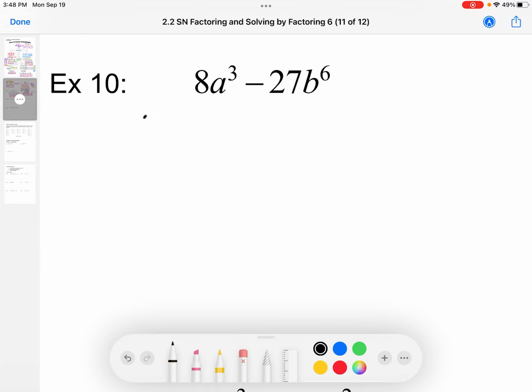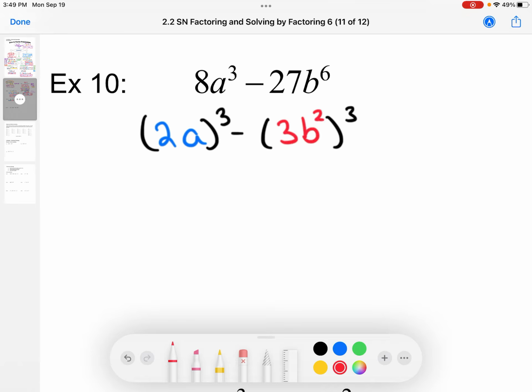All right, so take this cubed minus whatever this is cubed. That first term, 8a to the 3rd, we take 2a and cube it. For 27, we use 3 cubed. For b to the 6th, that's b squared, because the power to a power rule is to multiply the exponents. So b squared to the 3rd, multiply those powers, really is b to the power of 6.